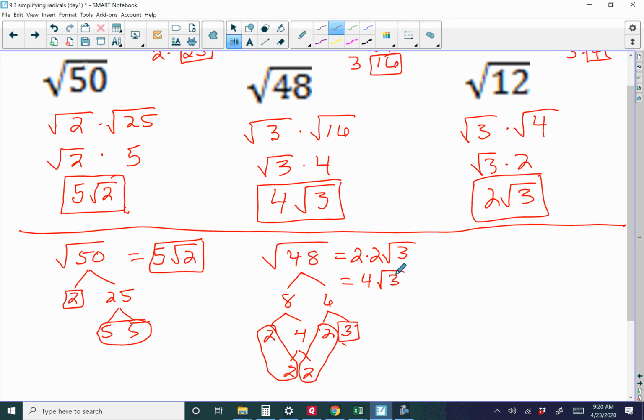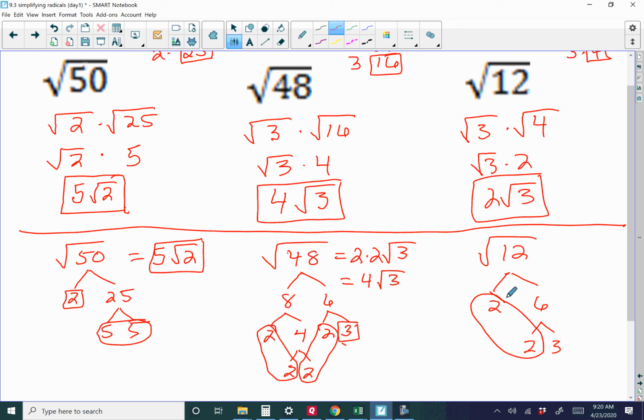Okay. Square root of 12. Let's try that one. So what are the factors of 12? Let's try 2 and 6. 2 can't be broken down any further, but 6 can. 2 and 3.